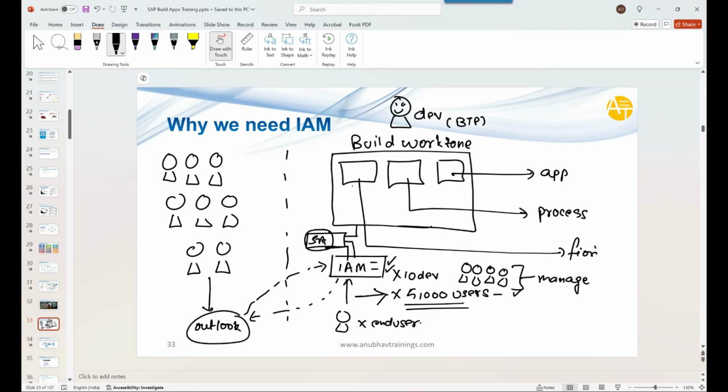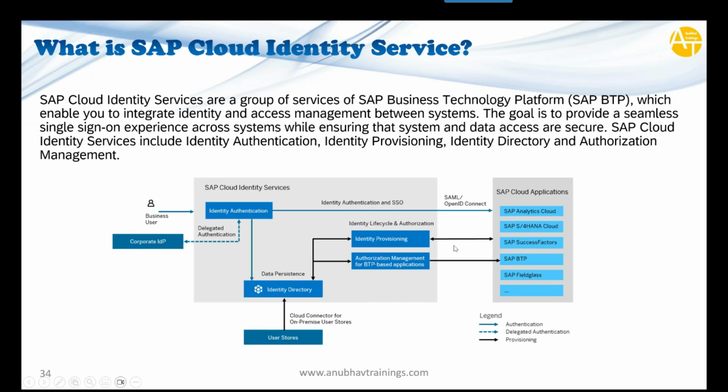So a quick introduction to Identity and Access Management service when it comes to BTP. SAP Cloud Identity Service, also an identity and access management service, is a group of services of BTP which enable you to integrate identity and access management between systems. So it is basically a separate service which helps you to integrate with all the other cloud applications by serving you a single entry point for user authentication.